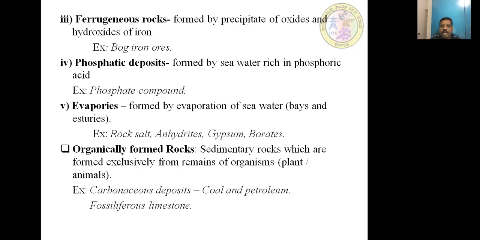Next one is organically formed rocks. The sedimentary rocks which are formed exclusively from remains of organisms. It may be plant organisms or animal organisms. Example is carbonaceous deposits, coal and petroleum deposits, and fossiliferous limestone.